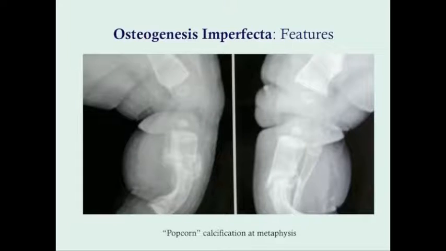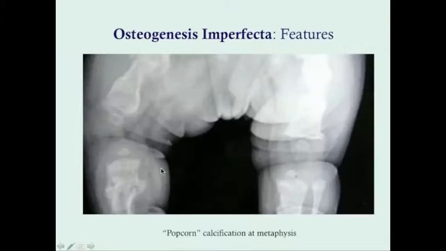Now this is a type 3 OI, and I can't really tell what the X-ray is here. It looks like it might be a femur. But what you note here on this tibia is that popcorn calcification right here. And you also can pick out what probably looks like a fracture right here. So this is popcorn calcification, and here's another example of that right there.